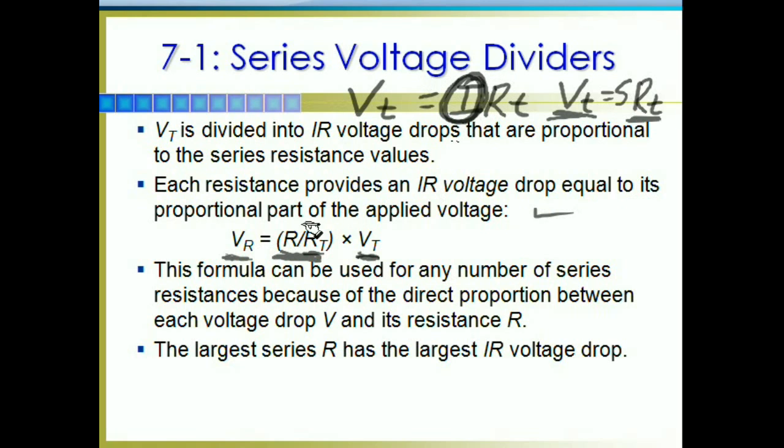Now, you can use this formula right here across a series circuit with any number of resistances, because, once again, each voltage drop is going to be proportional to its resistance. And that resistor's proportionality to the total resistance times the total voltage is going to give you that voltage drop. And then hopefully you noticed back in Chapter 4 when we were talking about series circuits that the largest resistor in a series circuit is always going to have the largest IR drop, or the largest voltage drop.